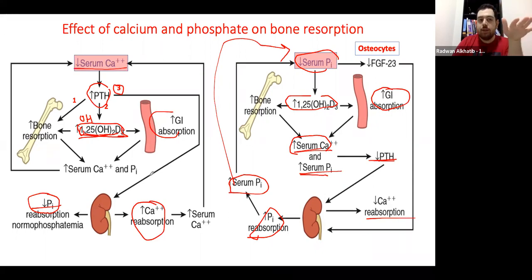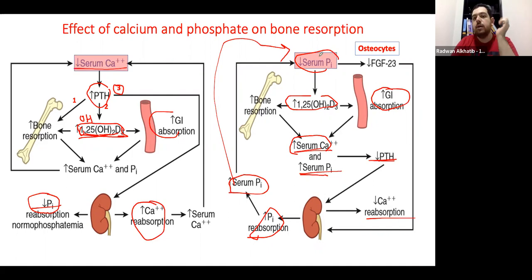What is the summary of this figure? The summary is that when parathyroid hormone is released, the calcium level will go up, okay, and the phosphate level will go down. That's the summary. Although we are increasing phosphate absorption from the GI tract through vitamin D, we are throwing away more phosphate through the kidneys. So the net effect, the final effect, is that calcium will increase and phosphate level will decrease when we have an elevation in parathyroid hormone.